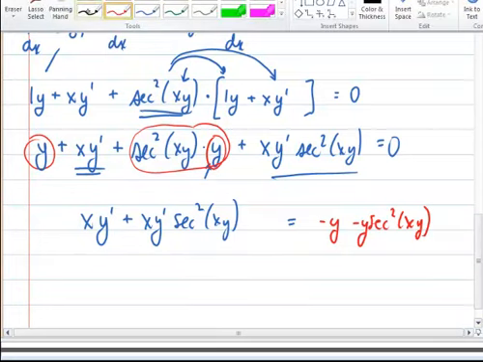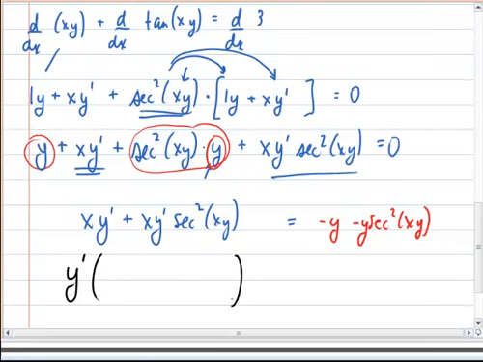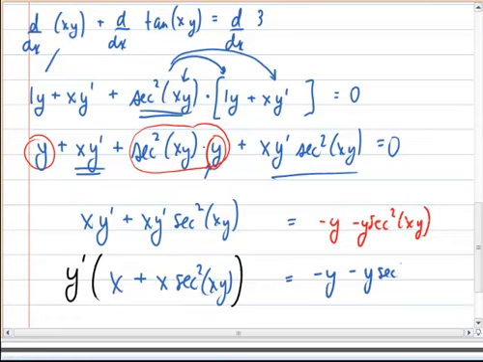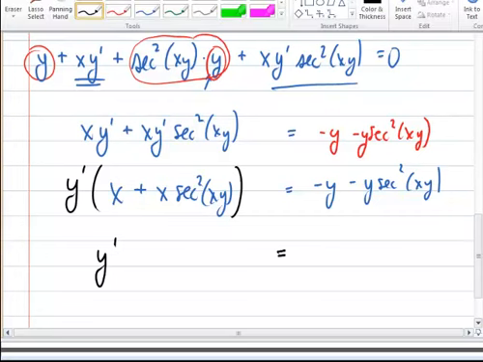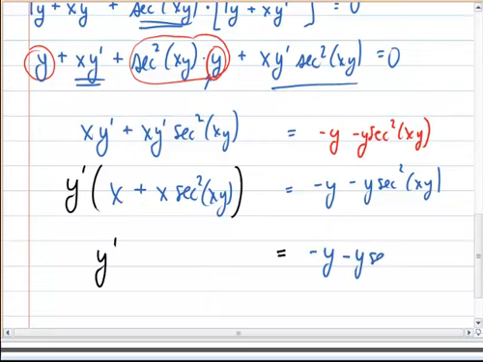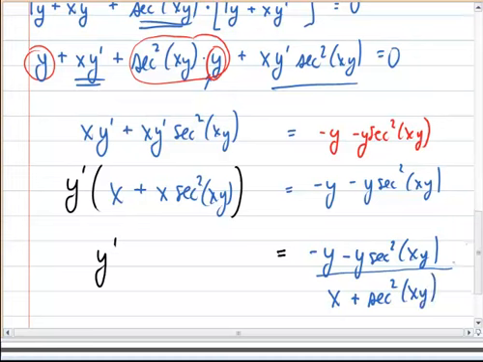I'll change to black ink this time. So I'm going to factor out my y primes. And I'll leave in blue what was inside. x plus x secant squared of xy. And that equals negative y minus y secant squared of xy. Now I'm going to just divide out that part. So my final answer, I have y prime is equal to negative y minus y secant squared of xy all over x plus x secant squared of xy. Oh, hold on, I gotta have that x there.